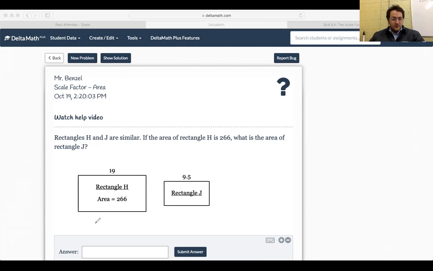So length times width equals 266. My width is 19. So when I do 266 divided by 19, I get 14.